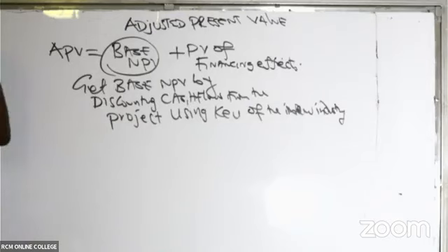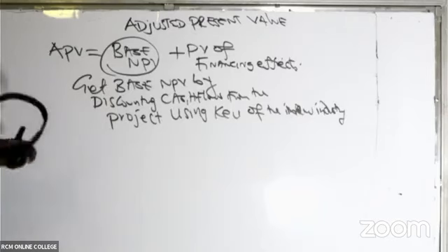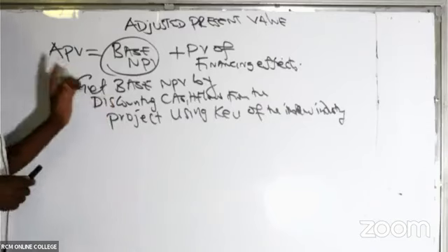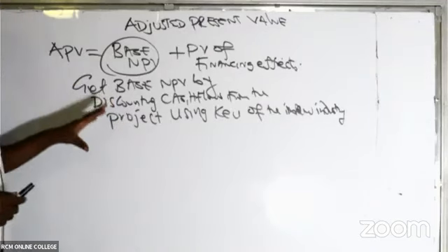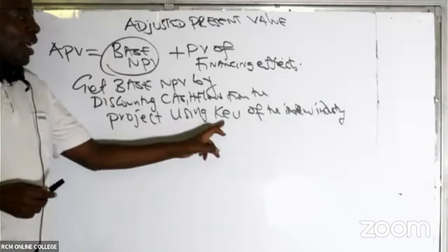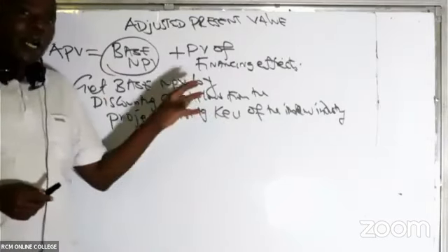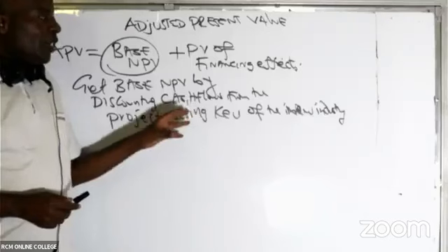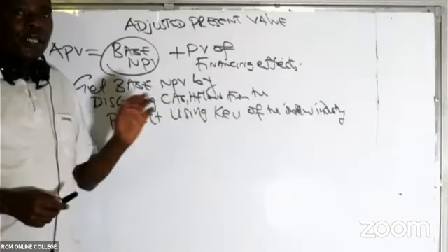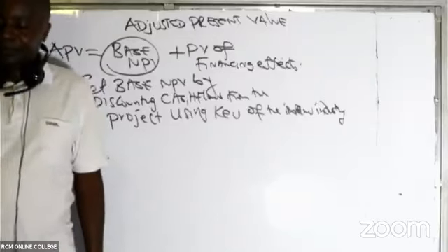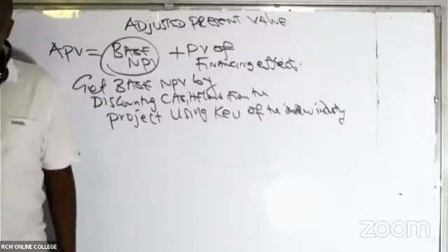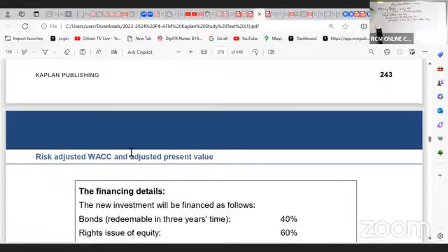All right. So in this case, we shall get the base NPV by discounting cash flows from the project using the cost of equity of an unlevered firm of the new industry. Now, ladies and gentlemen, let's get information about the new industry. This is a low-hanging mark now.